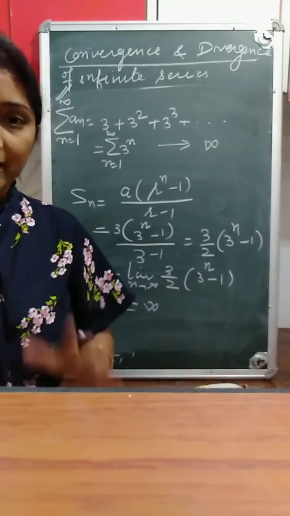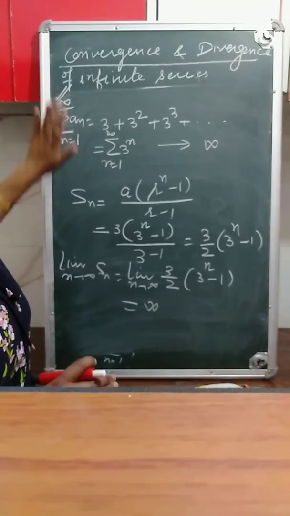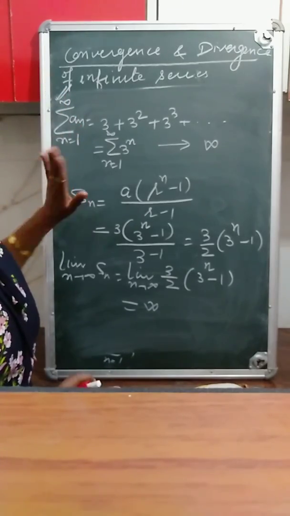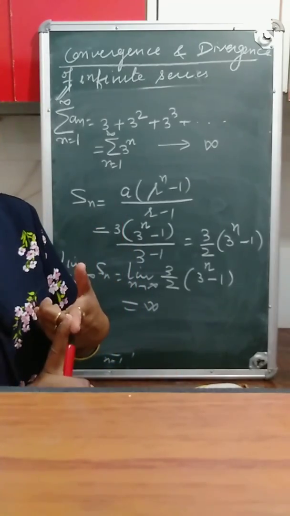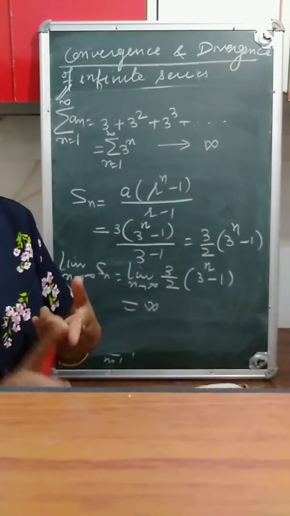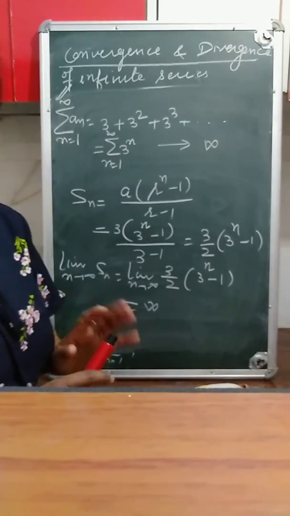So it is very clear that the summation and the sequence Sn will both behave exactly the same. Both are convergent or divergent or oscillate between finite or infinite limits.